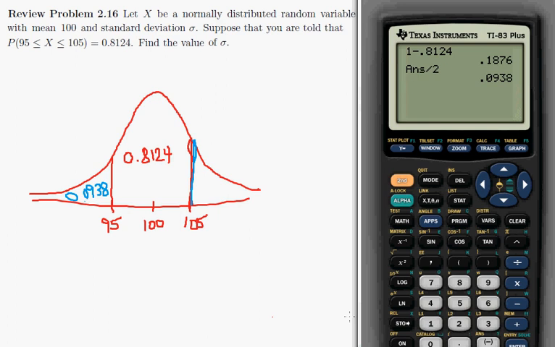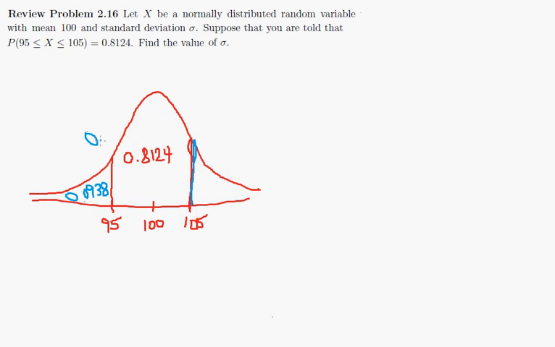And so the total area to the left of 105 will be equal to 0.0938 plus 0.8124. So that's equal to 0.9062. So the combined area is 0.9062, combining the middle as well as the left tail. So 105 will be the 90.62 percentile of the distribution.